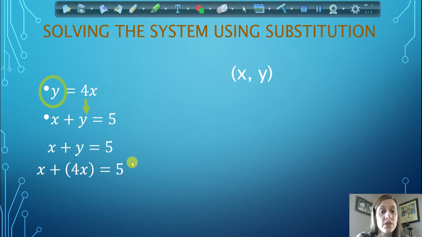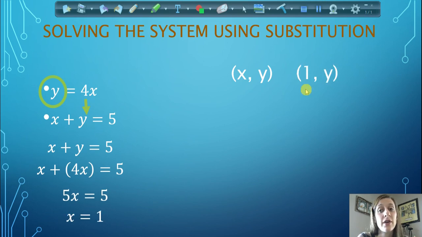You should know that you are starting substitution correctly, because once you substitute in, you should have the same variable in your equation. And now we can solve for x. I'm going to combine like terms and solve, and I get that x is equal to 1. So now I know that at least the x part of the coordinate has to be 1.